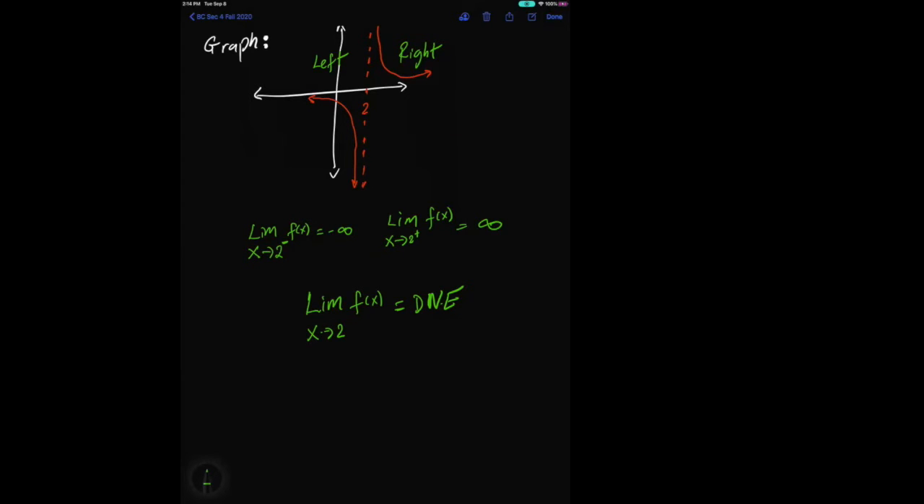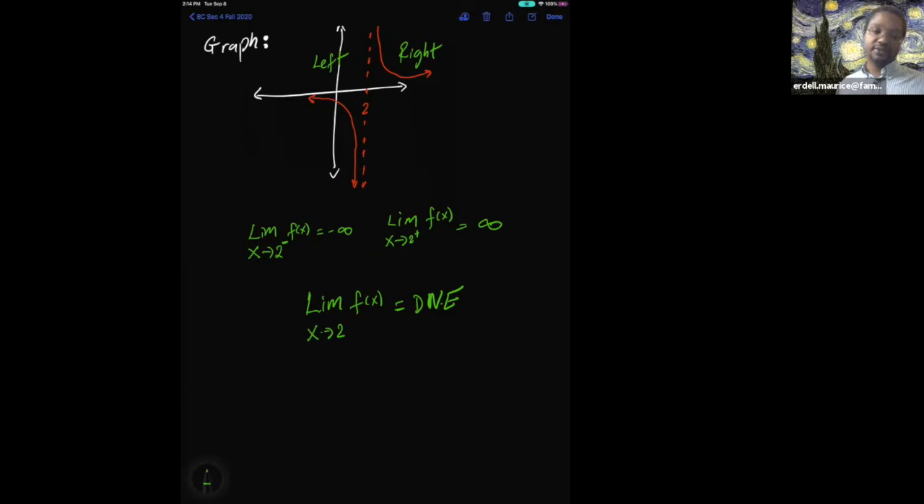Because they're not the same. They don't equal the same number. That's right, the limit from the left and the limit from the right are different. And if the two limits are different, then we say the limit does not exist.